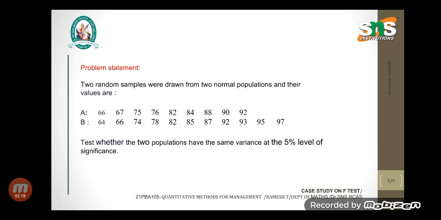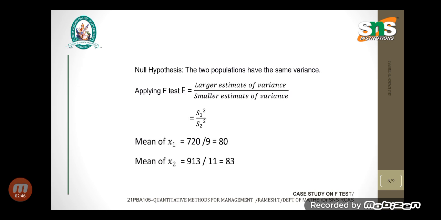So the two samples were drawn from two normal populations, and their values are: A is 66, 67, 75, 76, 82, 84, 88, 90, 92 and B is 64, 66, 74, 78, 82, 85, 87, 92, 93, 95, 97. Test whether the two populations have the same variance at the 5% level of significance. Null hypothesis: the two populations have the same variance. Applying the F-test, the larger estimate of variance is divided by the smaller estimate of variance, that is S1 square by S2 square.